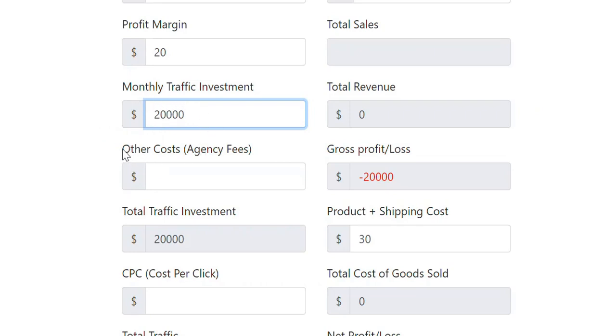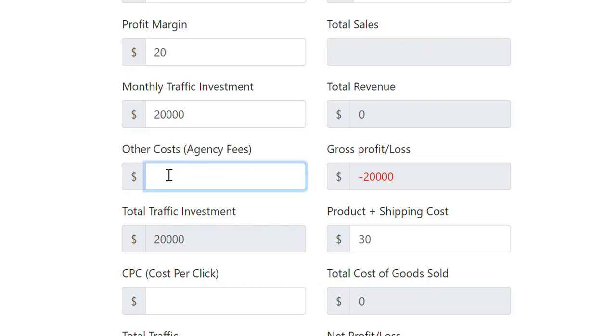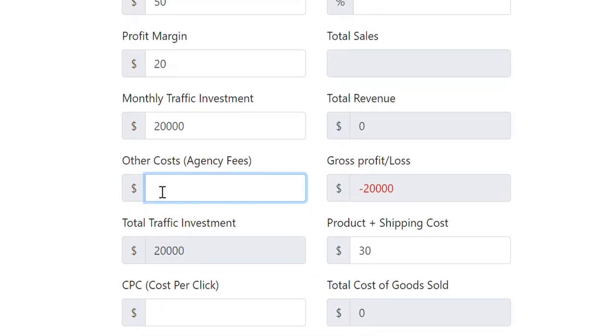Okay, ABC Limited is not spending any money on agency fees. They're not using any agency to run their campaigns. They have their own in-house team, or the owner is doing it himself or herself. So we will leave that blank. But if they were spending money for an agency to help them manage their campaign, then we can just put that money in here, whether it's 5,000 or 10,000, whichever one. But it does not really matter how much is there. I will show you in a moment.